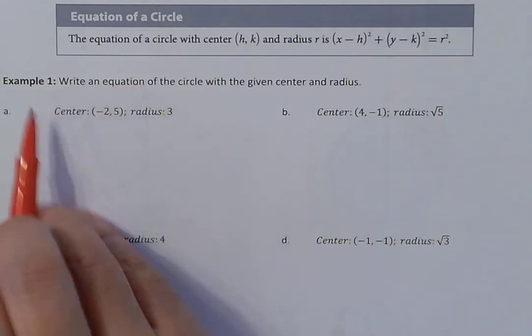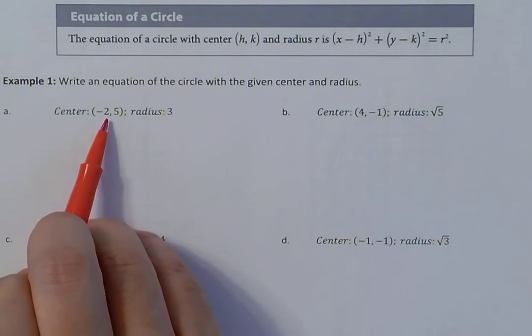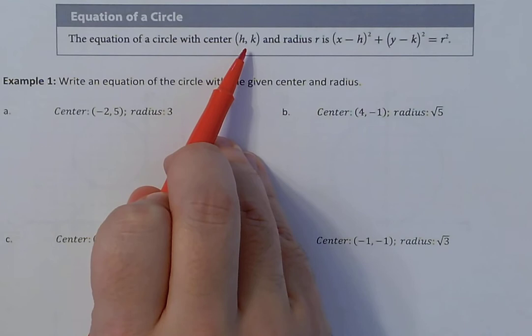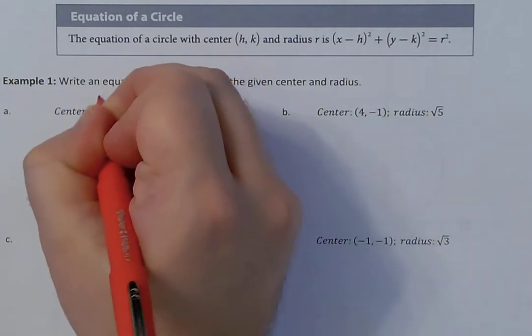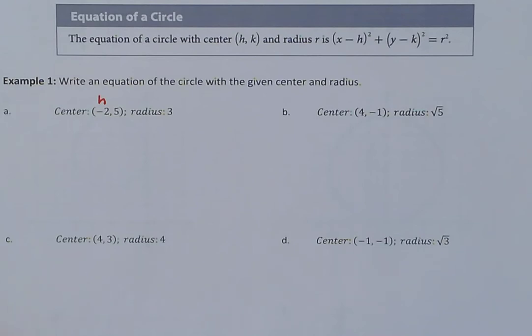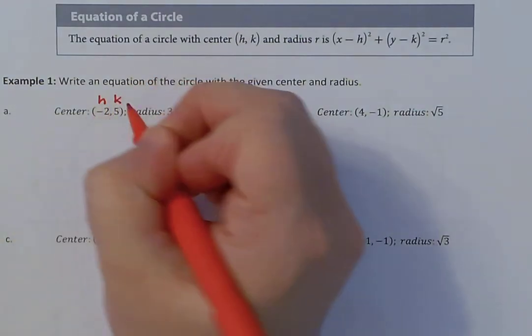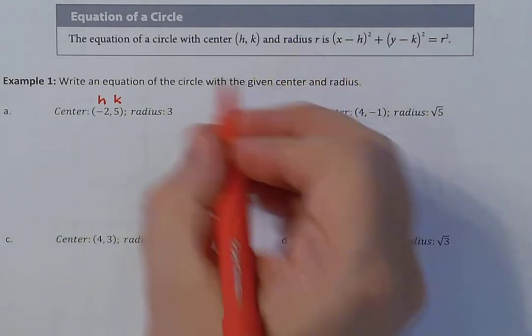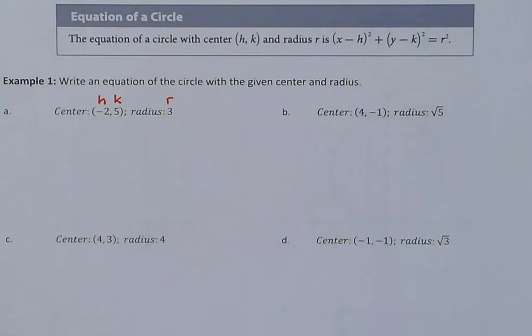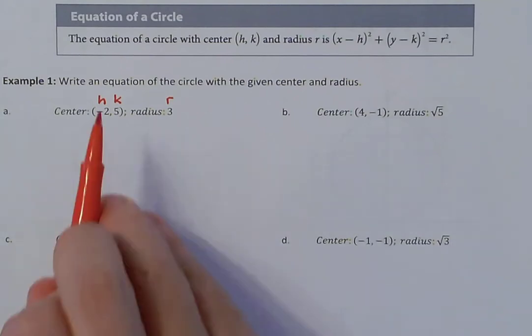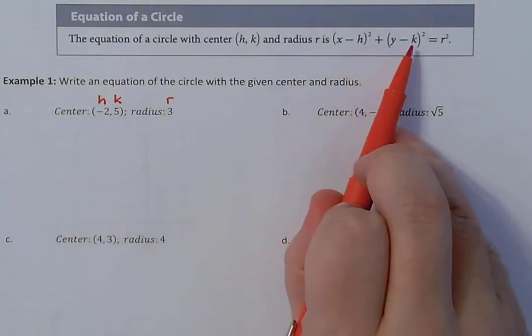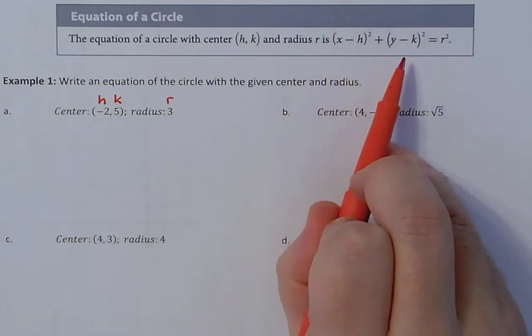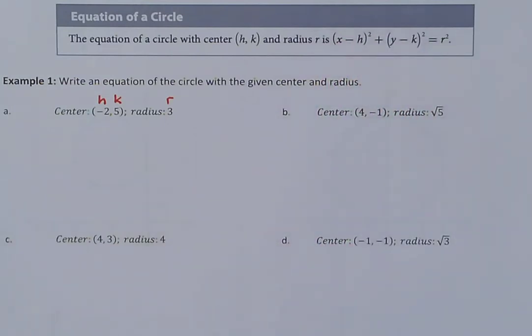So if we look at example 1, part A, they tell us the center is at (−2, 5). Well, the center is considered h, k. So that means −2 is my h value, and that means 5 is considered my k value. So now that I know my h and my k, the last thing I need to know is my radius r, which in this case is 3. So now that I've defined my h, k, and r, we're just going to plug these values in for h, k, and r into this equation, simplify, and then we have our answer.